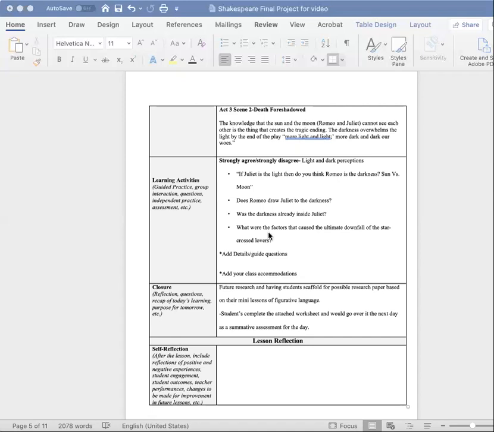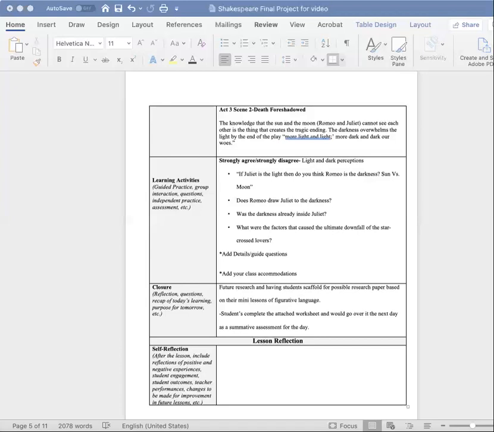So you could say, "Romeo is the darkness," based on the statement. Strongly agree or strongly disagree. Students would then defend, well, Romeo said this in Act 1, Scene 2 about Juliet being the sun. All right, cool. So what does the other side have to say about that? And just going along with that critical thinking skill.